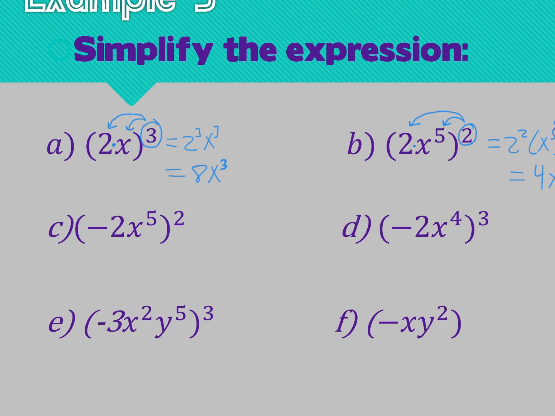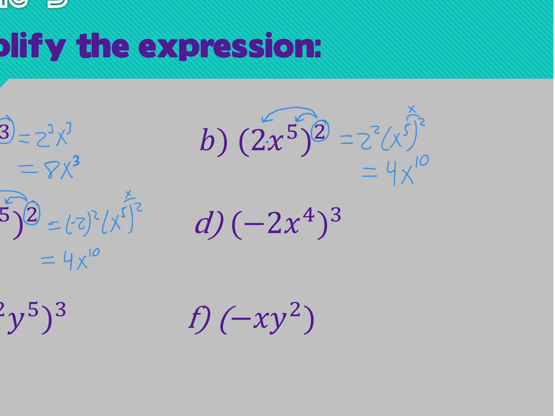All right. Next example is going to be something similar. I have a negative coefficient this time, but I can treat that as one single factor. So this is going to be negative 2 times x to the 5th. Once again, I can take that exponent, distribute it to each of my factors. So this is going to be negative 2 squared and x to the 5th squared. But negative 2 squared is just negative 2 times negative 2, so positive 4, and x to the 5th squared is still just a power to a power. So 4x to the 10th, same exact thing as example B.